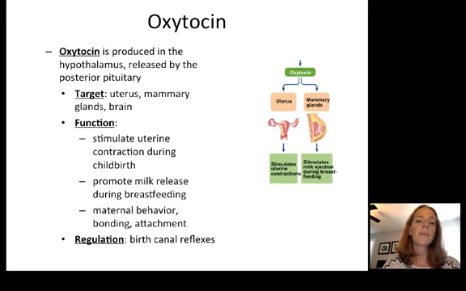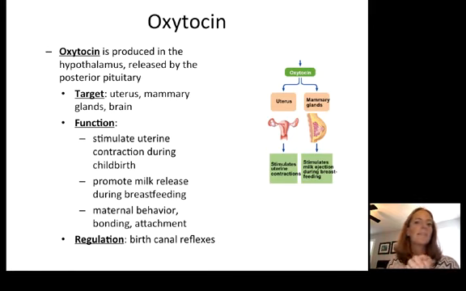The next hormone is oxytocin. Oxytocin is made by the neurons in the hypothalamus and released and stored in the posterior pituitary. Its targets are the uterus, the mammary glands, and we are now learning a lot more about the brain targets of oxytocin. Its function is to stimulate uterine contraction during childbirth, so uterine contraction during labor and delivery. So that pushes the baby out as the baby is pushing.